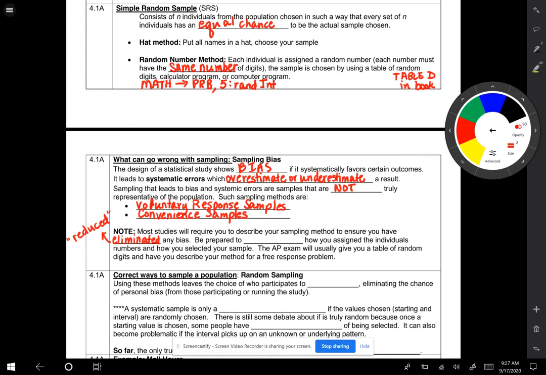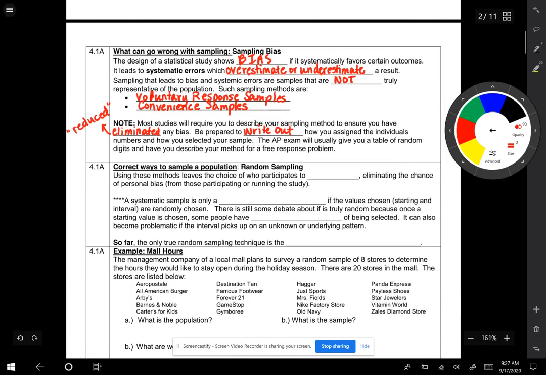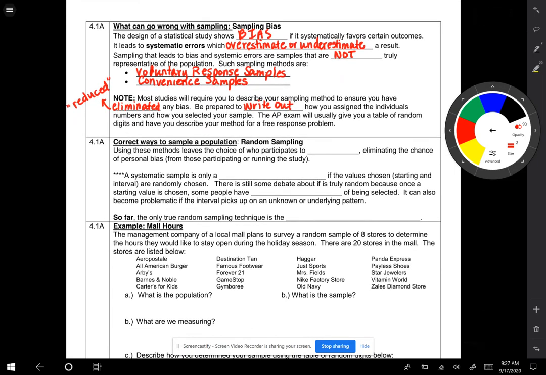Be prepared to write out how you assign the individuals numbers. So did you use the hat method? Did you use a random number generator and a calculator? Did you use table D? How you assigned the individual's numbers and how you selected your sample. You always get a question like this on the AP exam. So the AP exam will usually give you a table of random digits and have you describe your method for a free response problem. Now, if you don't correctly describe it or fail to leave it out, then you're going to be in big trouble, right?